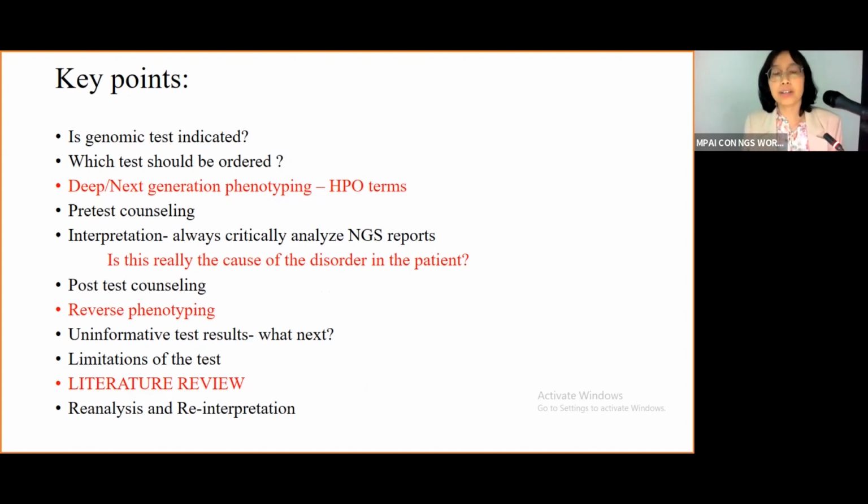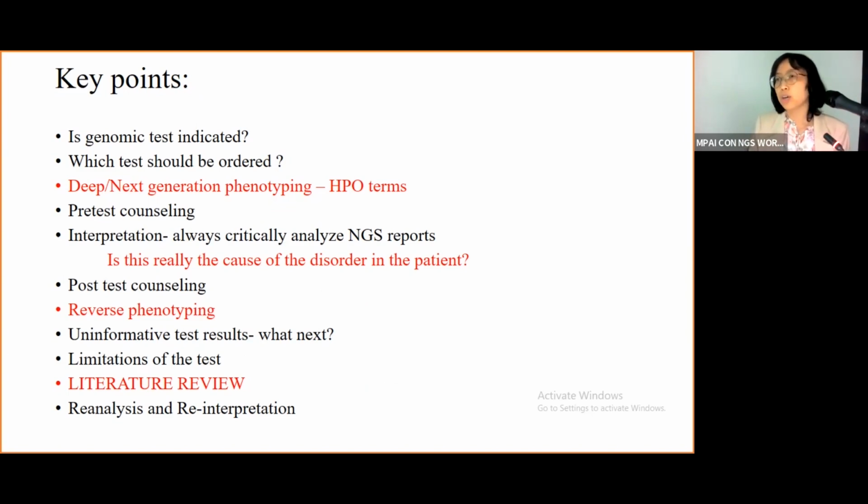If so, then what test should be ordered? Once you decide to order an NGS-based testing, deep phenotyping is very, very important, preferably using standard nomenclature or the HPO terms. This should be accompanied by proper pre-test counseling. Once you get the report, you analyze it by asking yourself, is this really the cause of the disorder in my patient? If so, you need to do post-test counseling accordingly.